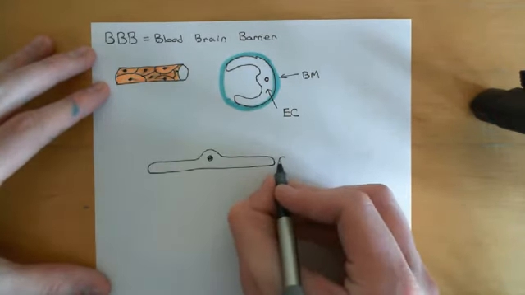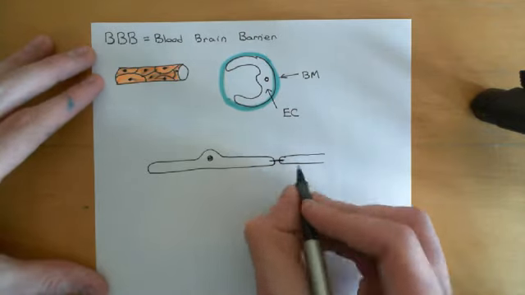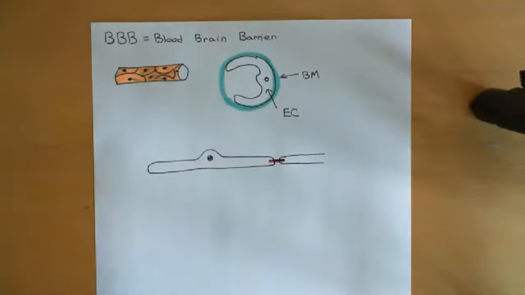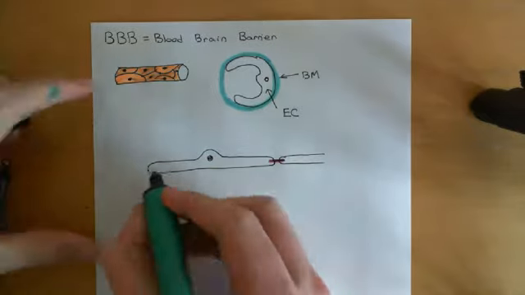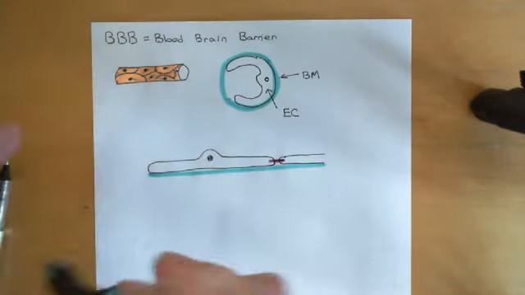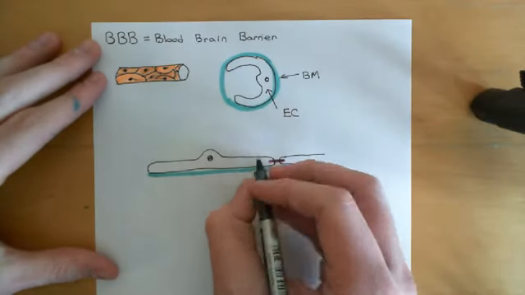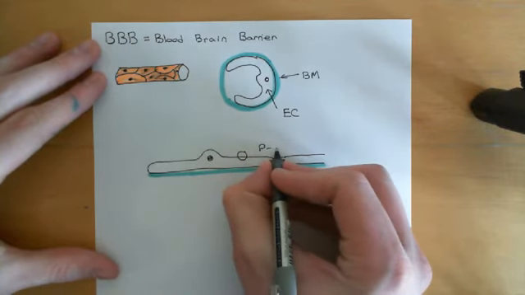So let's draw this here. Here's one endothelial cell, here's a neighbouring endothelial cell. We have tight junctions in between the neighbouring endothelial cells here. If something wants to move into the brain, it needs to go across the endothelial cells. Now the apical membrane of the endothelial cells, which is the membrane facing into the lumen of the blood vessels, has P-glycoproteins on it.